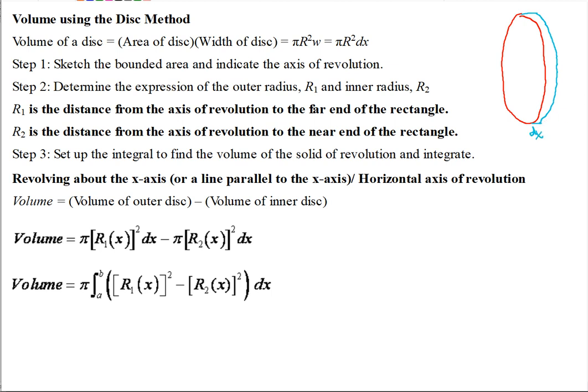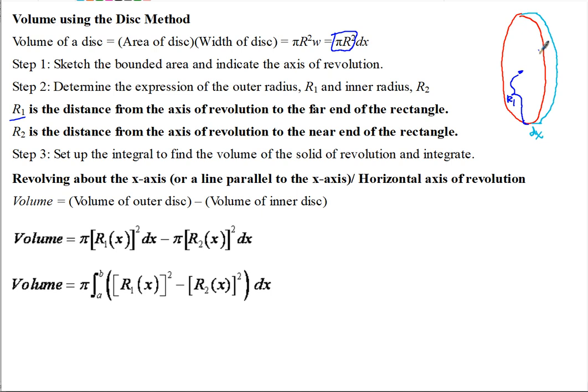So we start with the area of a circle, which is pi r squared, where r is the radius. And I'm going to call it R1 here. And then when you multiply that by the thickness dx, it's like a really short cylinder turned on its side. That's what gives us the volume of that disk.